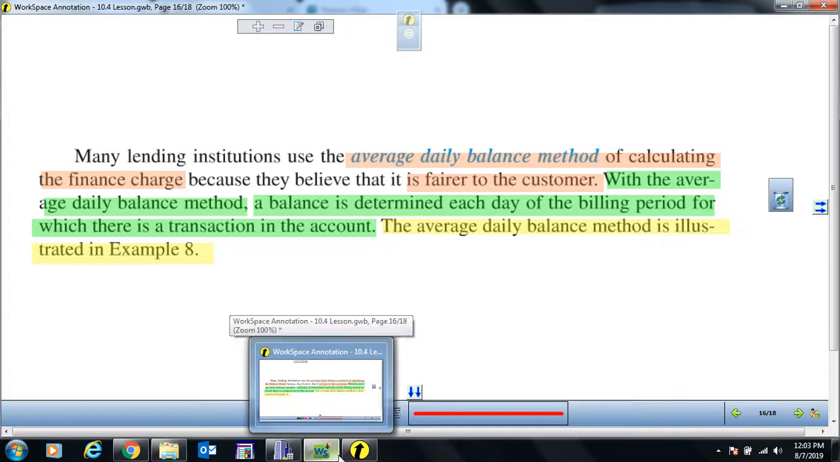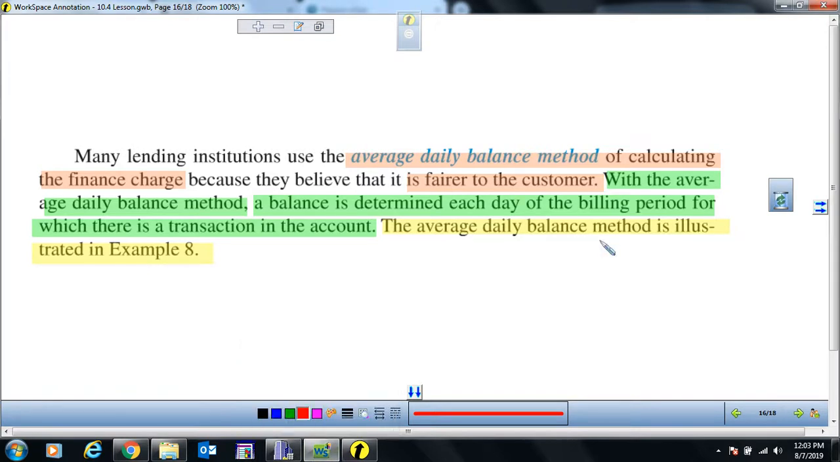Many lending institutions use the average daily balance, so this is the other way of calculating the finance charge. They use the average daily balance method because they believe that it is fairer to the customer. With the average daily balance method, a balance is determined each day of the billing period for which there is a transaction in the account. The average daily balance method is illustrated in example 8.